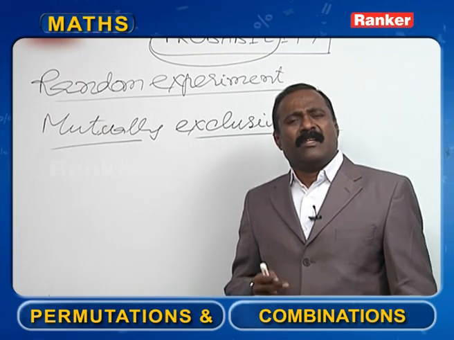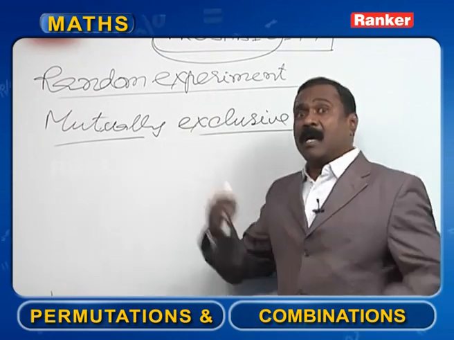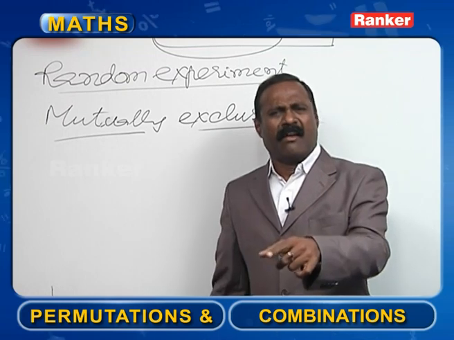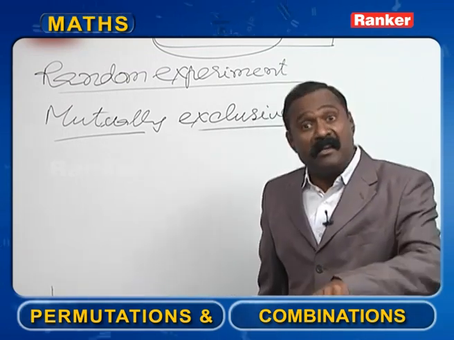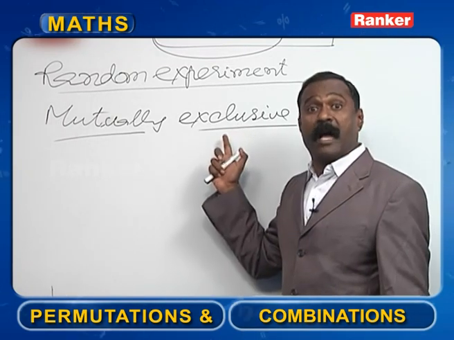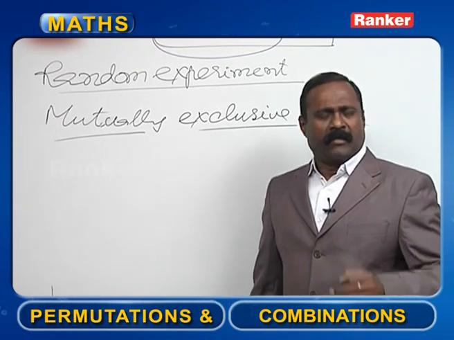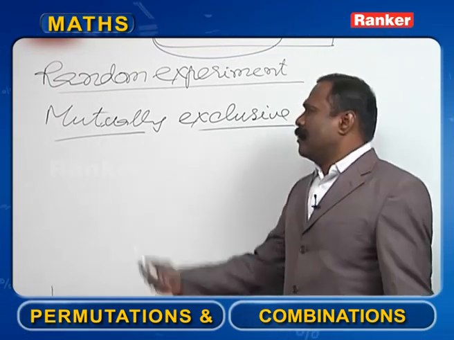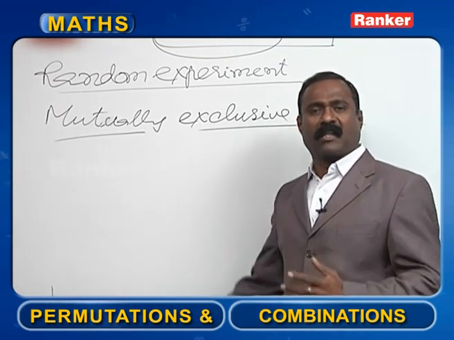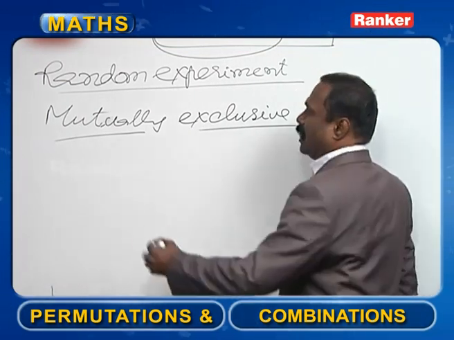What does it mean? No two events in the random experiment occur simultaneously. If I throw the coin, either head or tail comes, but both head and tail never come. That means the occurrence of one event must exclude the happening of the other event. That is why they are said to be mutually exclusive events. Simply, no two events in the random experiment occur simultaneously; the occurrence of one event excludes the happening of other events. Okay, that is mutually exclusive.